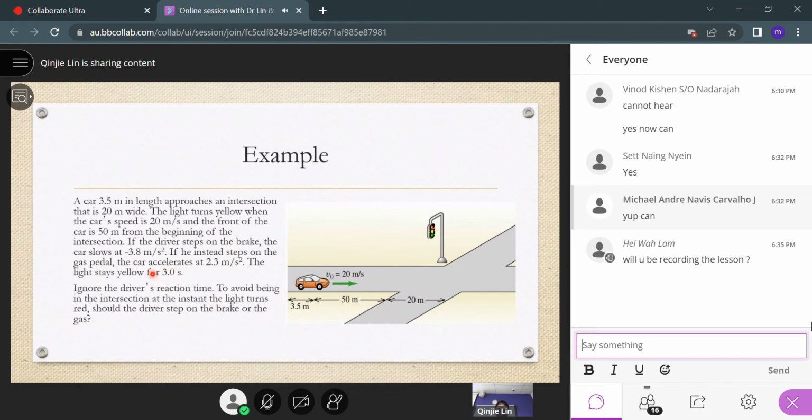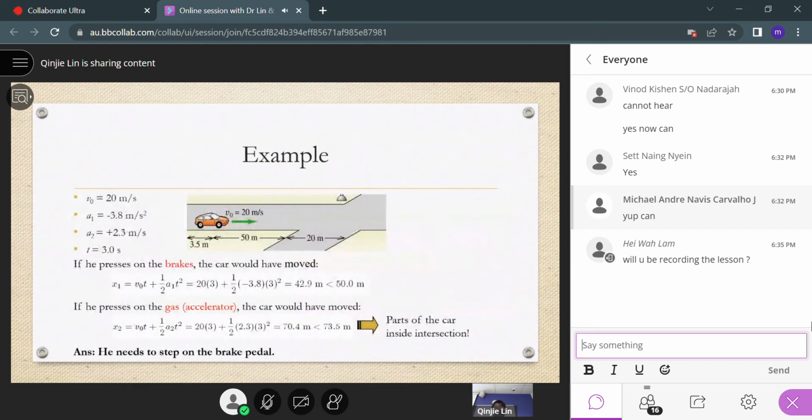So the light stays yellow for 3 seconds. The criteria is when it turns red, no part of the car should be in the intersection, right? So should he step on the brake or should he step on the gas pedal? So how do we go about doing this question?